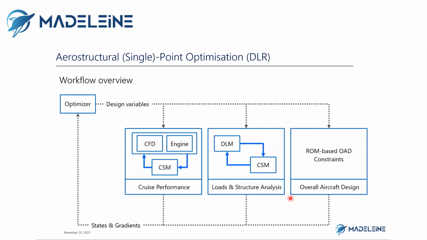And in terms of workflow, what is interesting here is to highlight first that we have a unique optimizer driving the full process, which is a multi-fidelity process: CFD CSM for the cruise performance, DLM coupled with CSM for loads and structure analysis, and a ROM-based OAD constraint for the overall aircraft design constraints. And all these boxes provide state and gradient back to the optimizer.